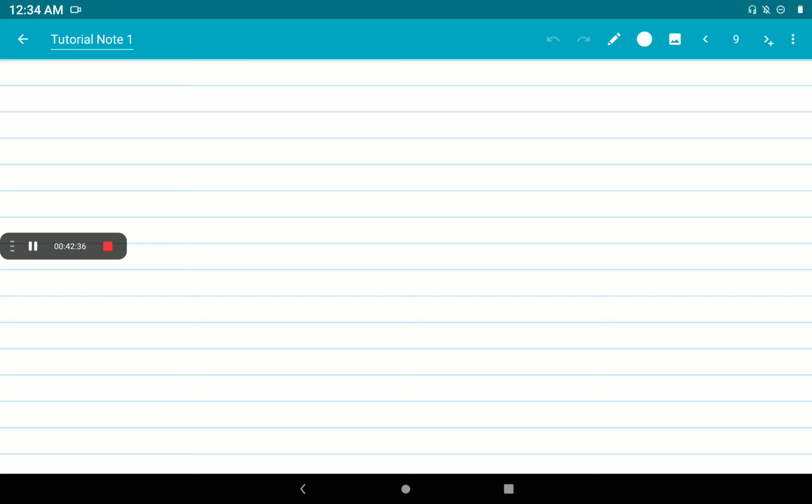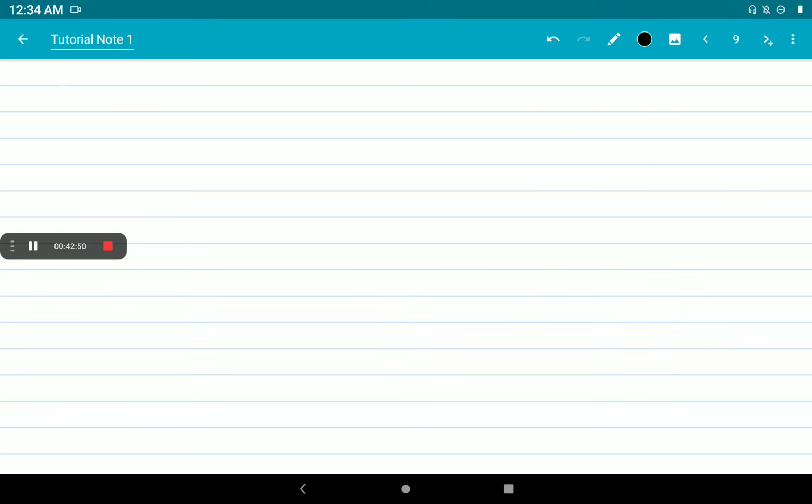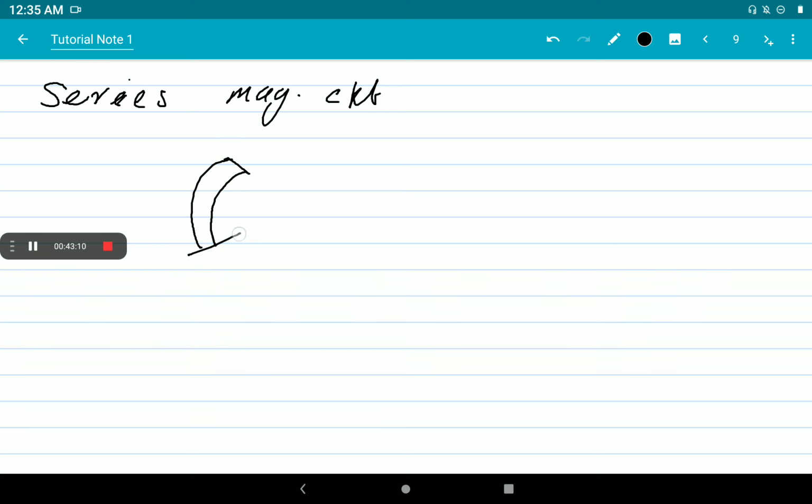And there are two types of magnetic circuit: series magnetic circuit and parallel magnetic circuit. We are going to study series magnetic circuit. Just assume a magnetic circuit, one part having one permeability, area of cross section and length, and another one.